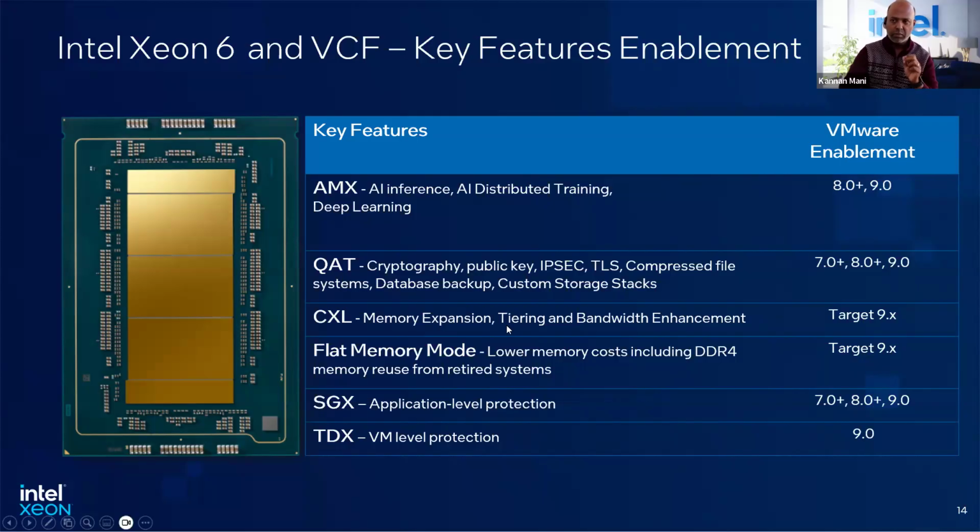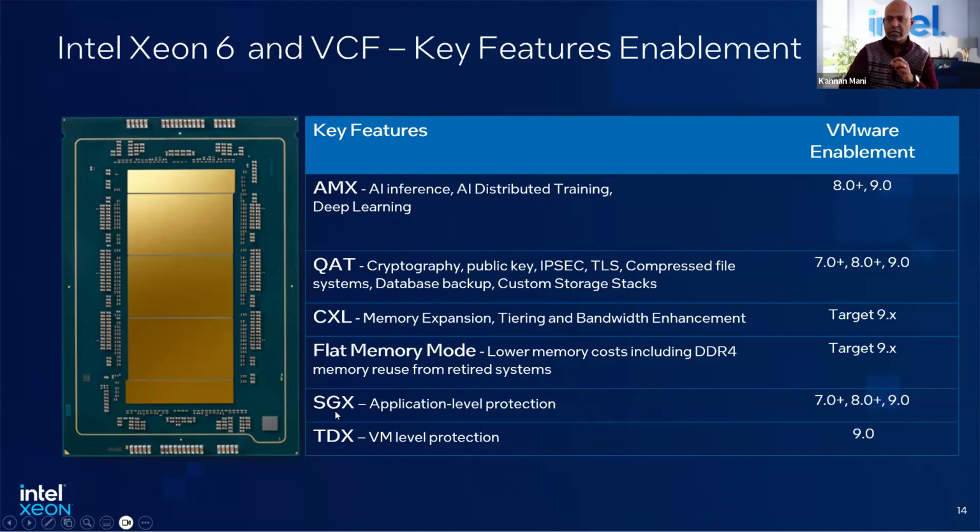CXL mostly is good for memory expansion. And we all heard about Optane. Optane is sunset already. The next thing is all going to be Compute Express Link, which is CXL, or tier-based storage that we can enable. And then the flat memory mode is actually good for DDR4 memory reuse for most of the old systems. So that's also targeting 9. And this is pretty much key for SAP HANA kind of workloads.